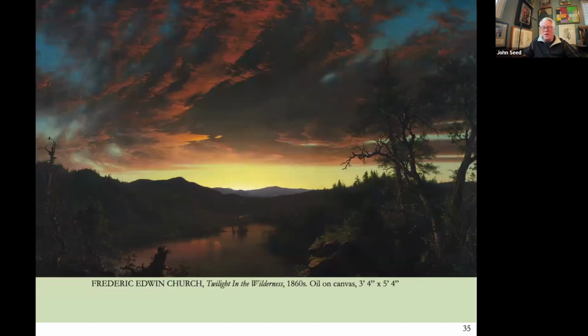Edwin Church, one of the Hudson River painters, Twilight in the Wilderness. And again, you can see that we're getting almost towards the photographic with the use of glazes in the sky to give us salmon red and orange against that kind of yellow horizon. The New World as spectacle, a world to be claimed and a world sanctified by God.